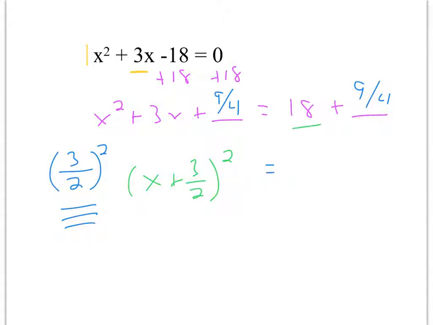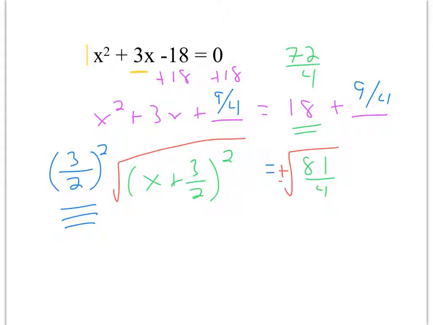And now the 18, I need to add 9/4, so we're going to get a common denominator. 18 is also 72 over 4. I multiply both top and bottom by 4. So 72 fourths plus 9 fourths is 81 fourths. I'm going to take the square root of both sides. Don't forget your plus or minus. Square root of x plus 3 halves squared is x plus 3 halves. And that's equal to the square root of 81 fourths, which is plus or minus 9 halves.